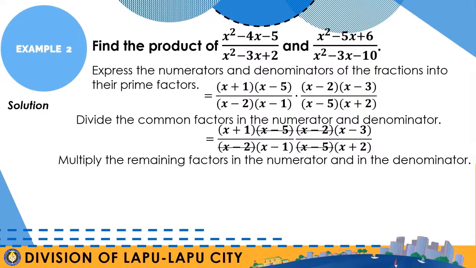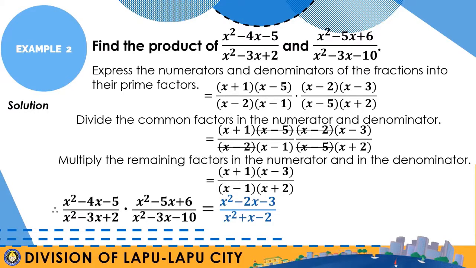Then multiply the remaining factors using FOIL method. The quantity of x plus 1 times the quantity of x minus 3 is x squared minus 2x minus 3. And the quantity of x minus 1 times the quantity of x plus 2 is x squared plus x minus 2. Therefore, the product of x squared minus 4x minus 5 over x squared minus 3x plus 2 and x squared minus 5x plus 6 over x squared minus 3x minus 10 is x squared minus 2x minus 3 over x squared plus x minus 2.